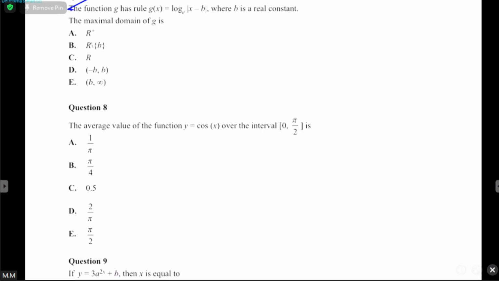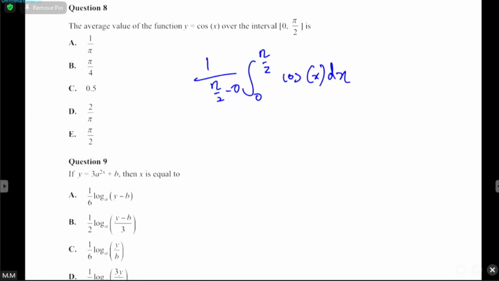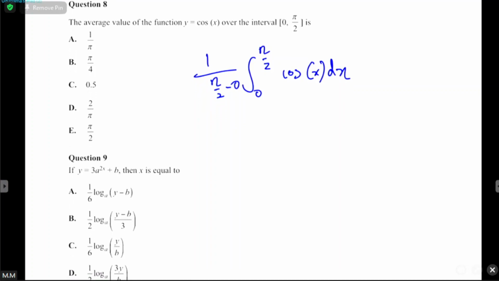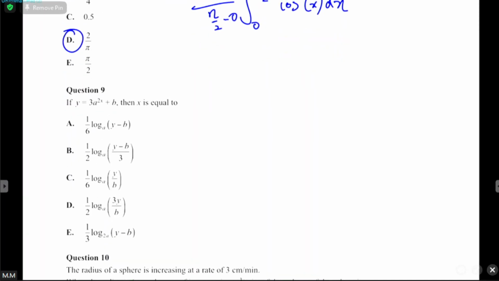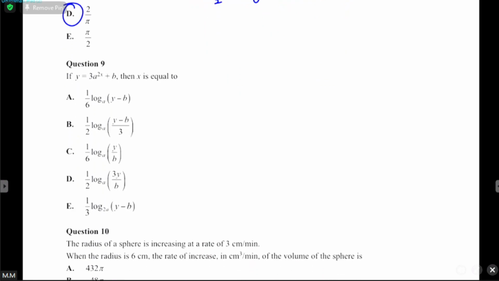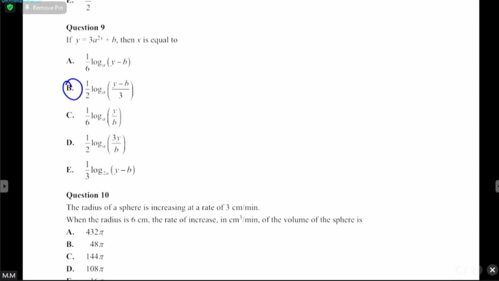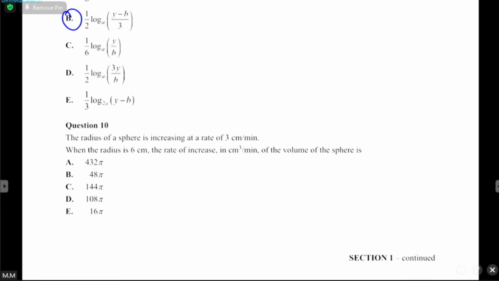The average value is just 1 over pi on 2 minus 0, times the integral from 0 to pi on 2 of cos x dx. I think that gives you, what does it give you? 2 on pi. So that's question 9. So when you put this in the CAS and you rearrange, you get, I think it's B for x.